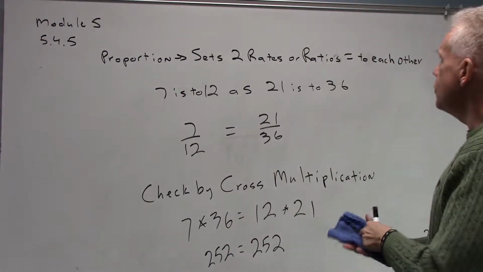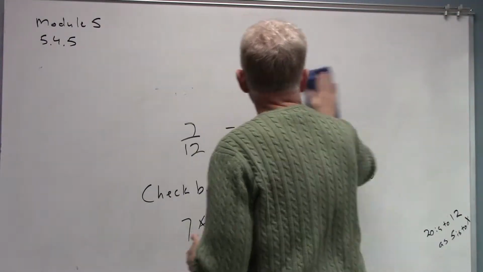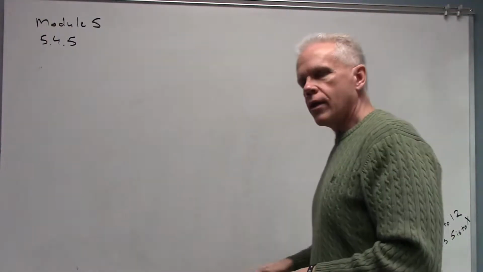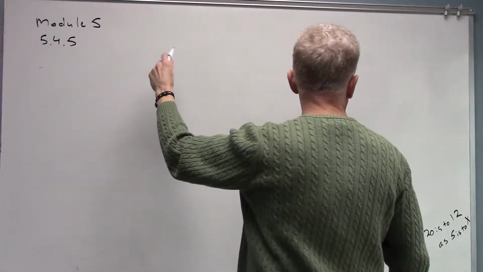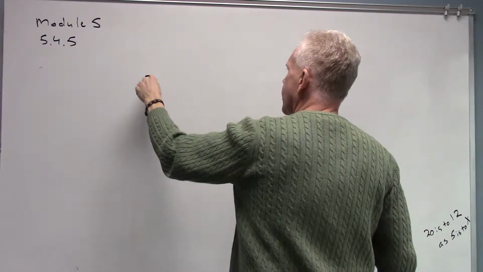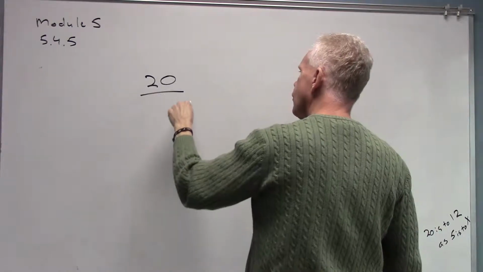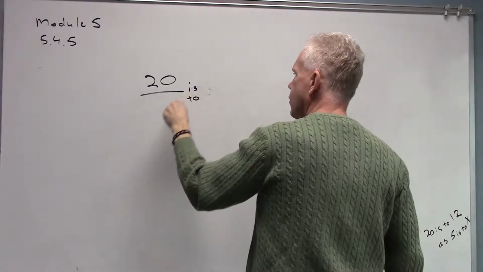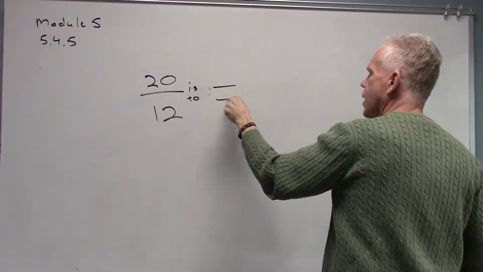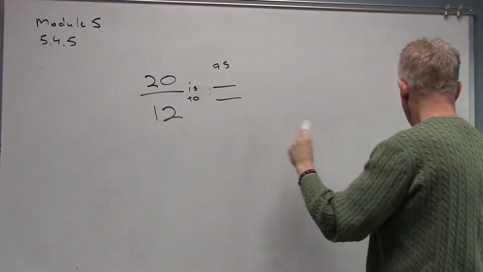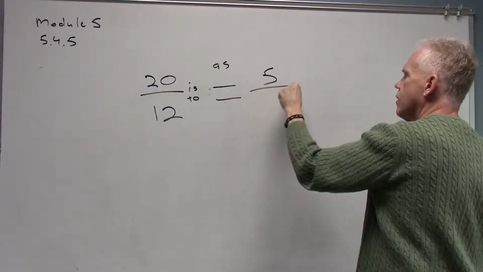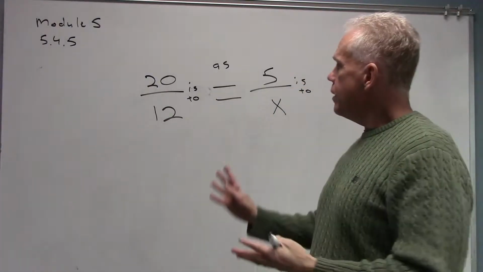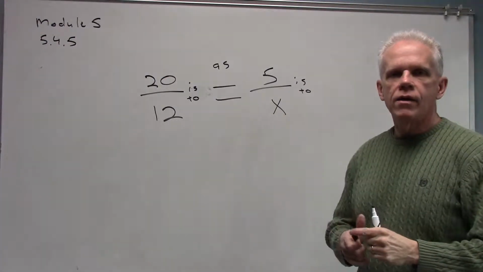Now the problem that brought you here, let's take a quick look at that, is where we have a proportion with an unknown quantity in it. So our proportion essentially is 20 is to 12, equals 5 is to x.